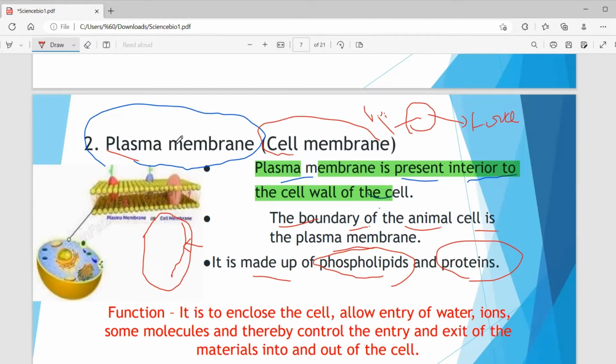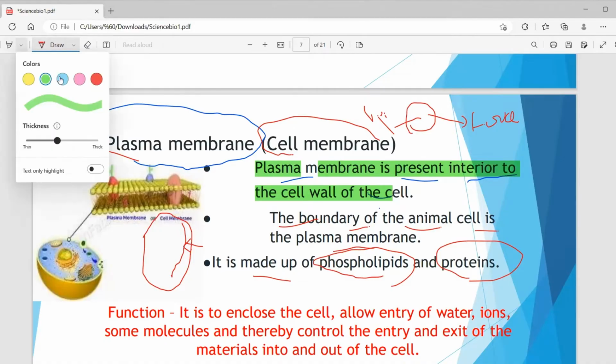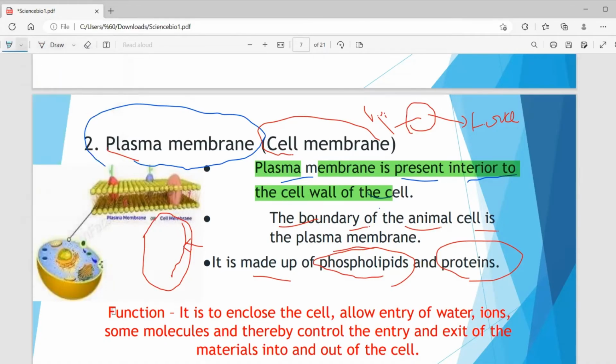And we can quickly go through the function. Yes, very good, Haya. She is the only student giving the answers. Other students should also have a try, right?